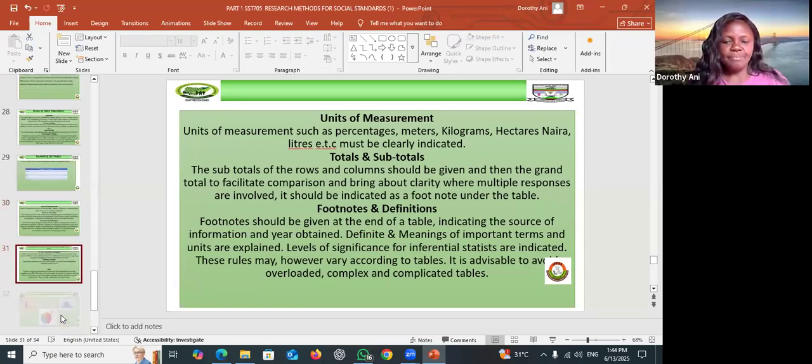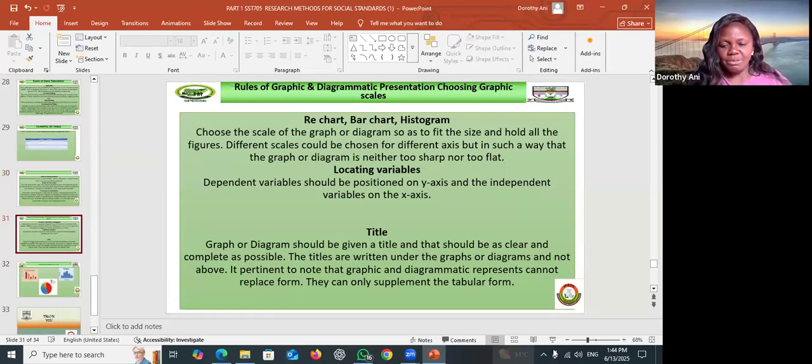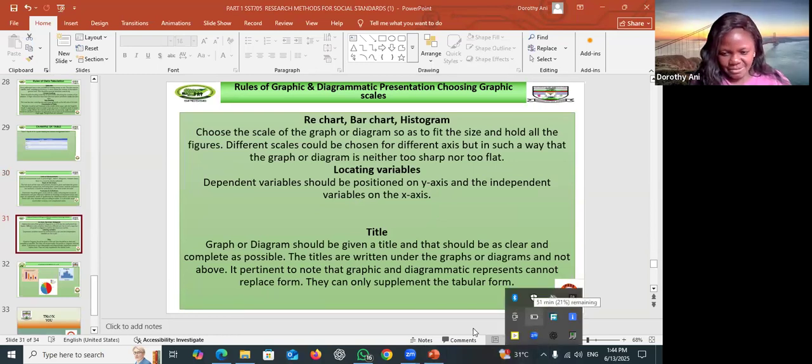Is that okay? My battery is low, so I don't know. It's just very few percent to go, but we don't have much to treat again.